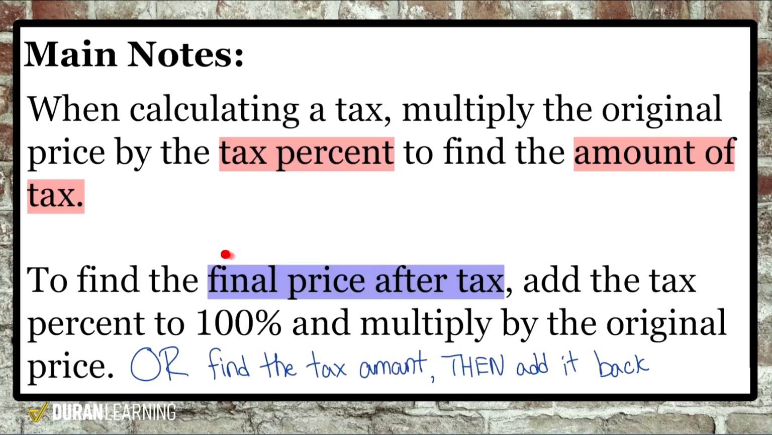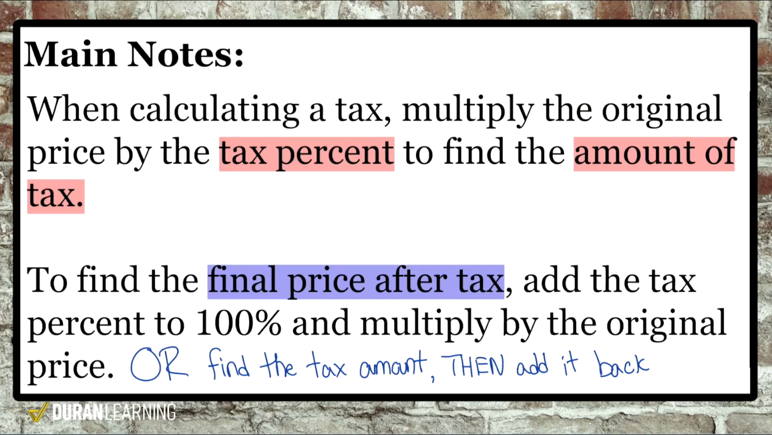So if you're trying to find the final price after the tax, you got two options. One, you can add the tax percent to the 100% and then multiply by that percentage amount, which typically will give you a 3-digit decimal to work with, which is not fun to multiply by.